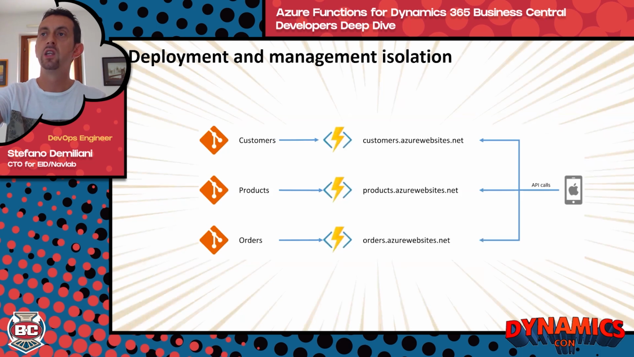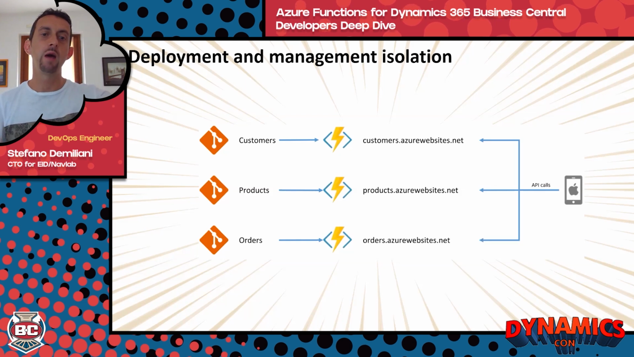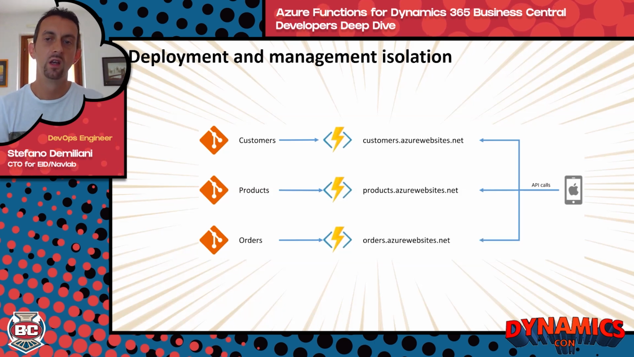For example, if you have functions that work on customers, products and orders, don't create a single function app with all of them, but separate your function app into different endpoints, and this is much better for a cloud environment.